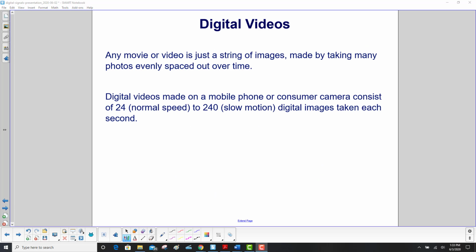Next step would be videos, digital videos. Any movie or video is just a string of images made by taking many photos spaced out evenly in time. Digital videos made on a mobile phone or camera consist of 24 digital images taken per second. That would be normal speed, or 240 images taken per second. That would be for slow motion.